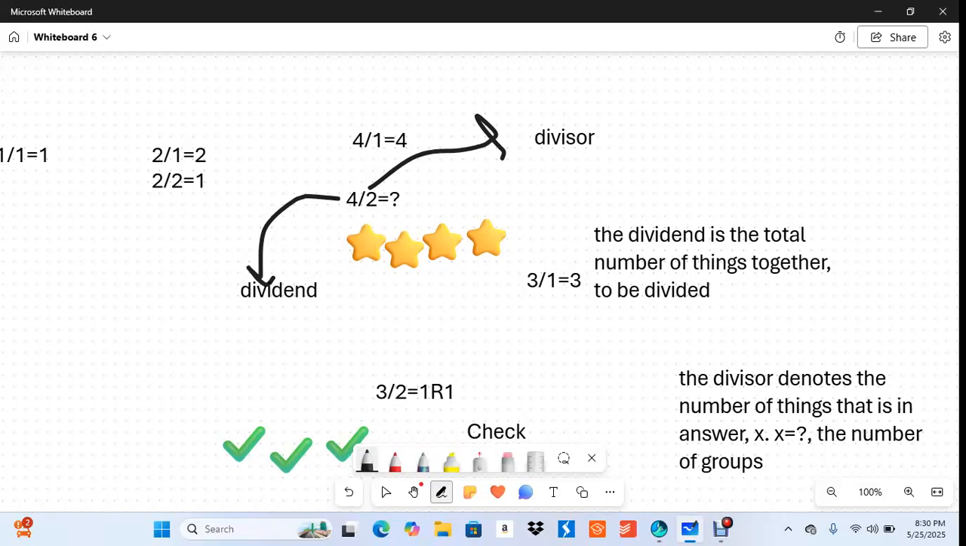So first we count 1, 2. We see 2 stars there. Okay, I see 1, 2. Another 2 stars. There's another group. So how many groups do I have here? 1, 2. So the answer, the quotient, would be 2.